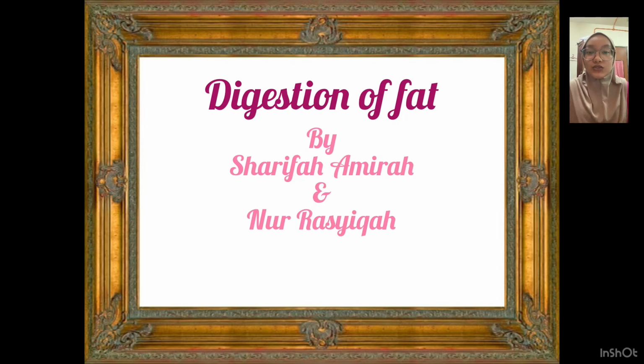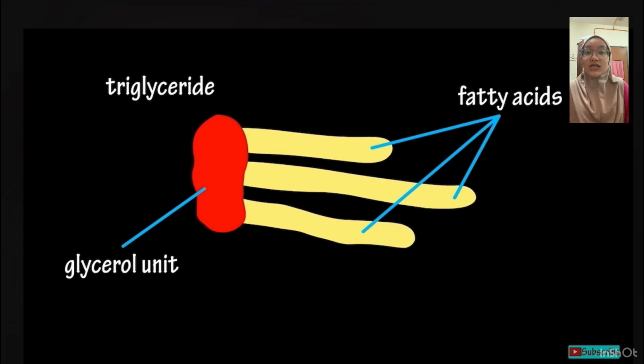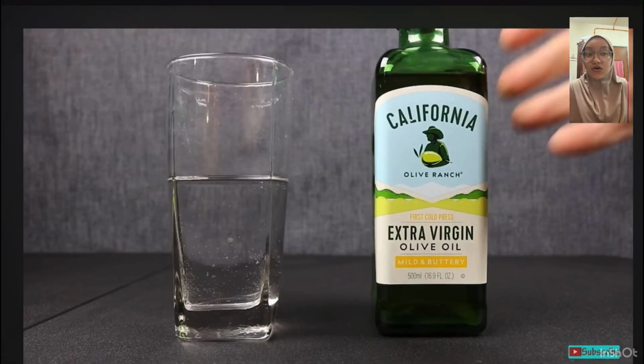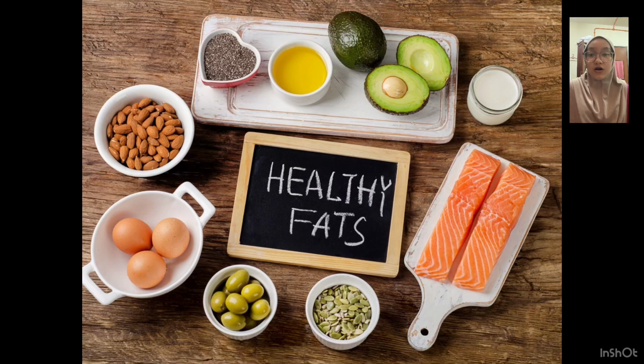Hello everyone, so today we will learn about the digestion of fat, or also known as triglyceride. What is triglyceride? Triglyceride consists of glycerol unit, fatty acids, and also is a non-polar water fluorine. So that means it will not dissolve when it's added into the water. So this is the example of food that high amount of fat, such as tuna, egg, avocados, and so on.